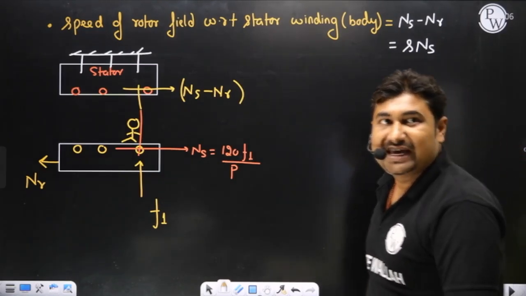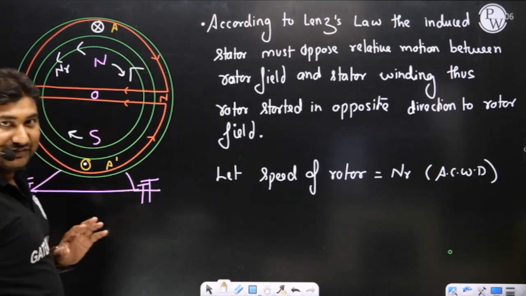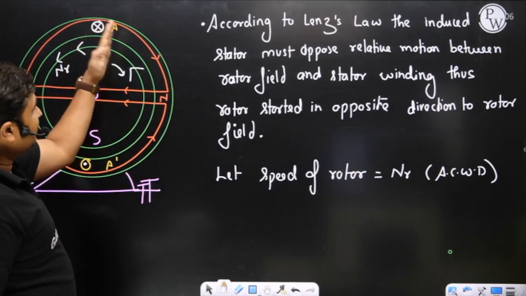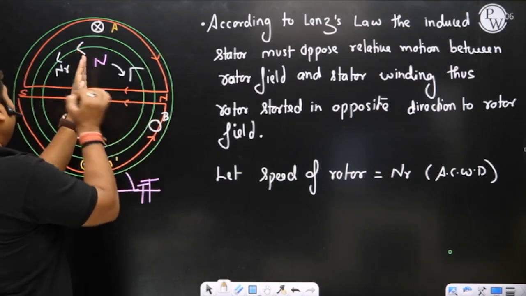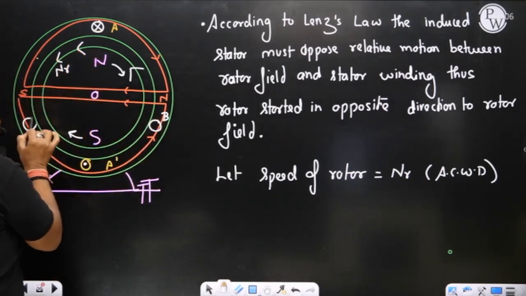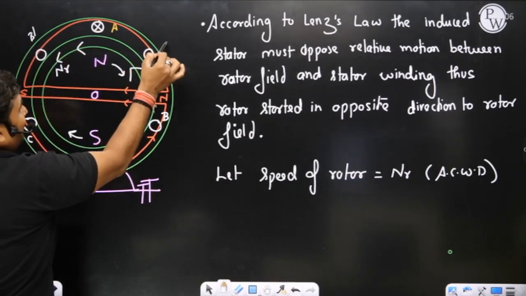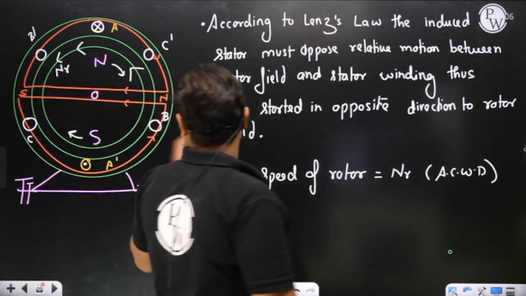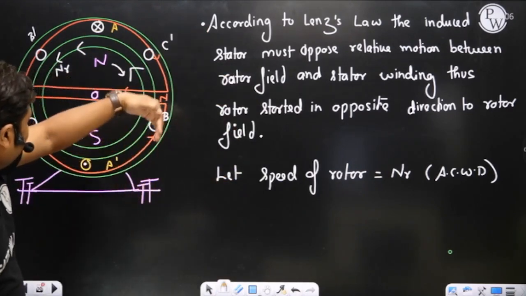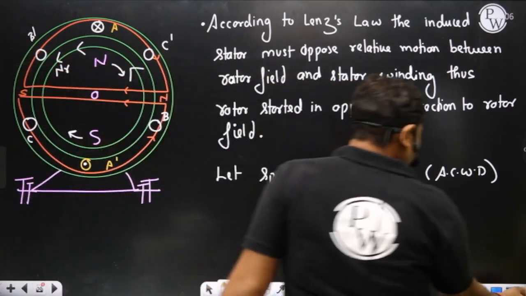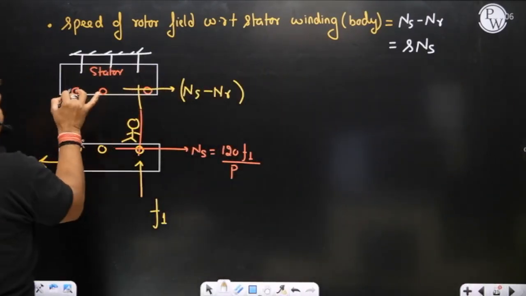So with a speed of sNs, the rotor field first intersects A phase, then B phase, and then C phase. Rotor poles are moving, so first they cut A phase. After 120 degrees of rotation, they will cut B phase, and after another 120 degrees, they will cut C phase. So the induced EMF on A phase is maximum, after 120 degrees in time B phase is maximum, and after 120 degrees C phase is maximum. So the induced EMF on the stator will be A phase, B phase and C phase.